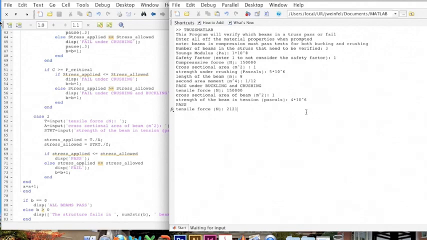For the third beam, we will also test tensile force, which is entered as 212,100. The cross-sectional area is once again 1. The strength of the beam in tension is 4 times 10 to the 6th pascals. And as you can see, all beams pass in this situation. We have verified the code for 3 different types of beams: 1 in compression, 2 in tension.